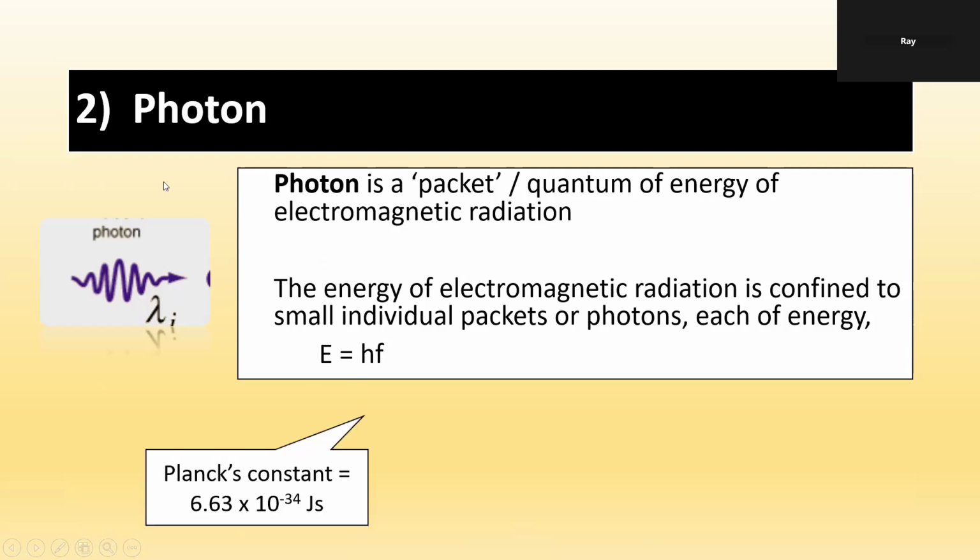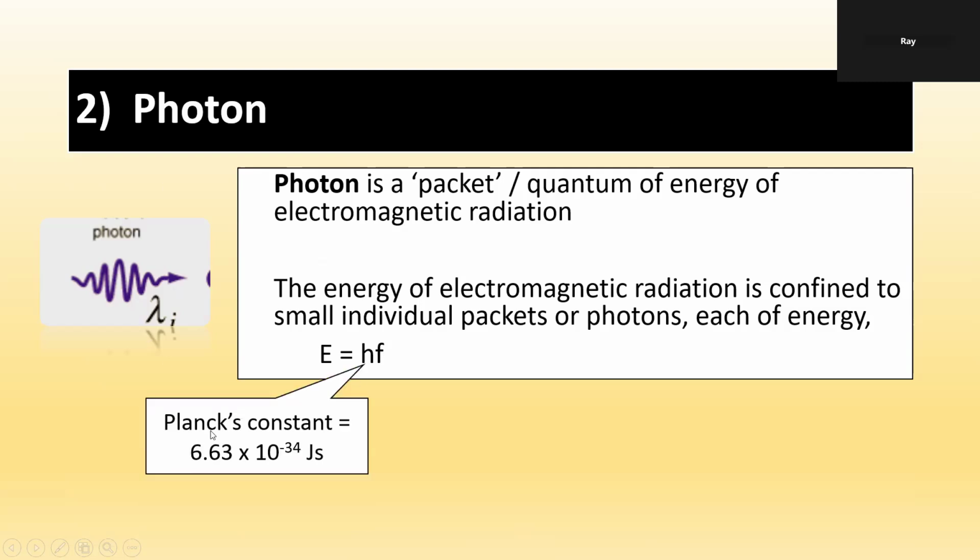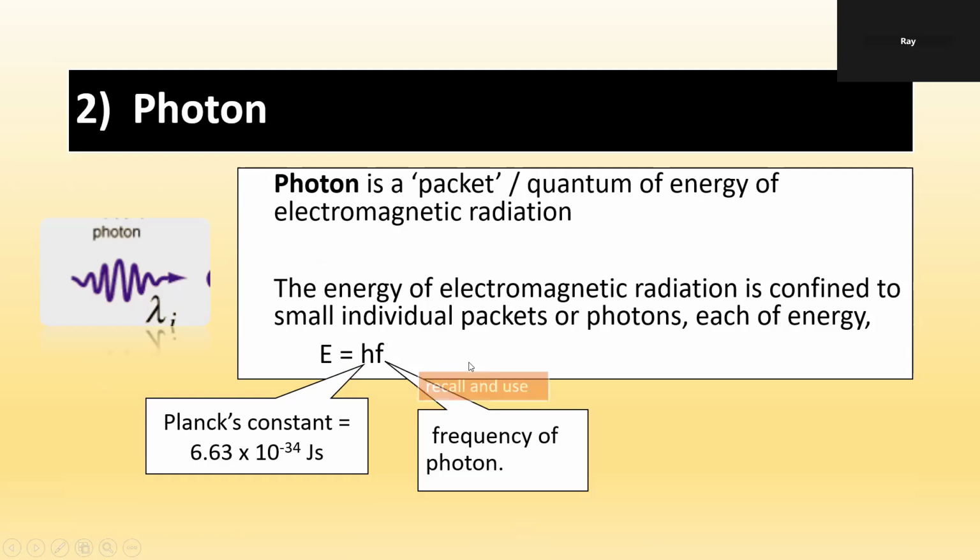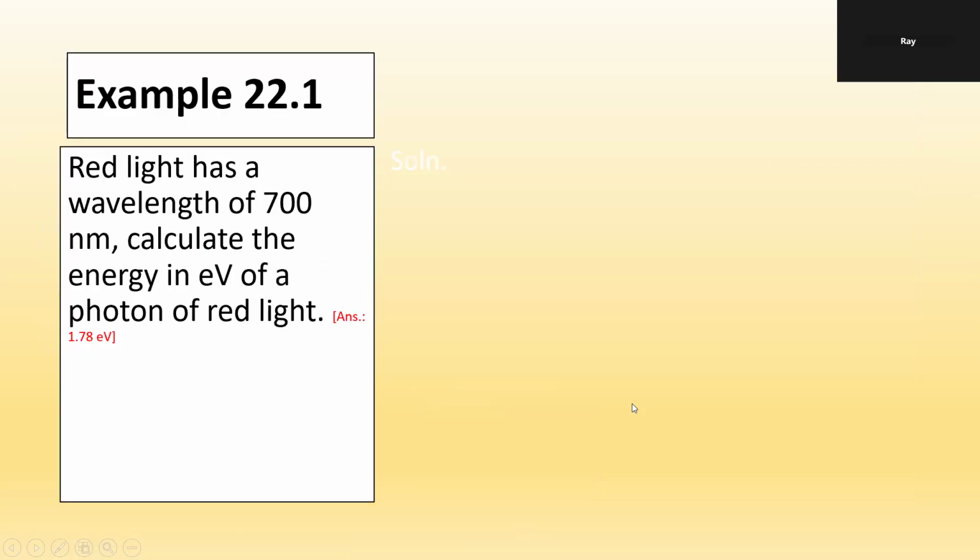h is called Planck's constant. It's given in the data sheet. This value is very small. And f is the frequency of the photon, the frequency of the wave. You are required to recall and use this formula. Calculate using this formula. See whether you can get the answer.